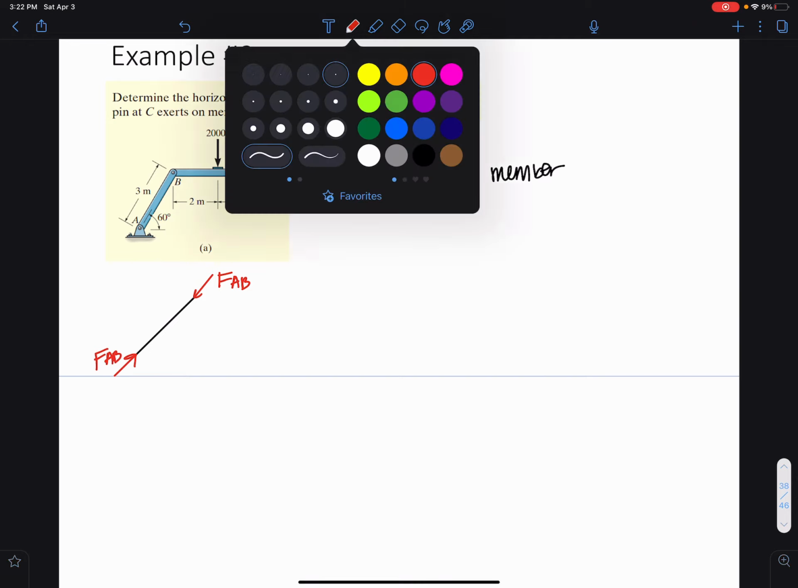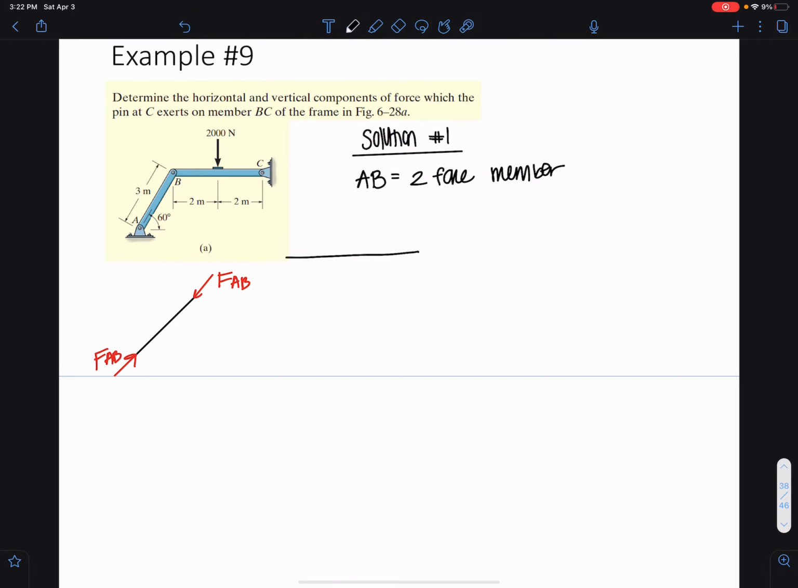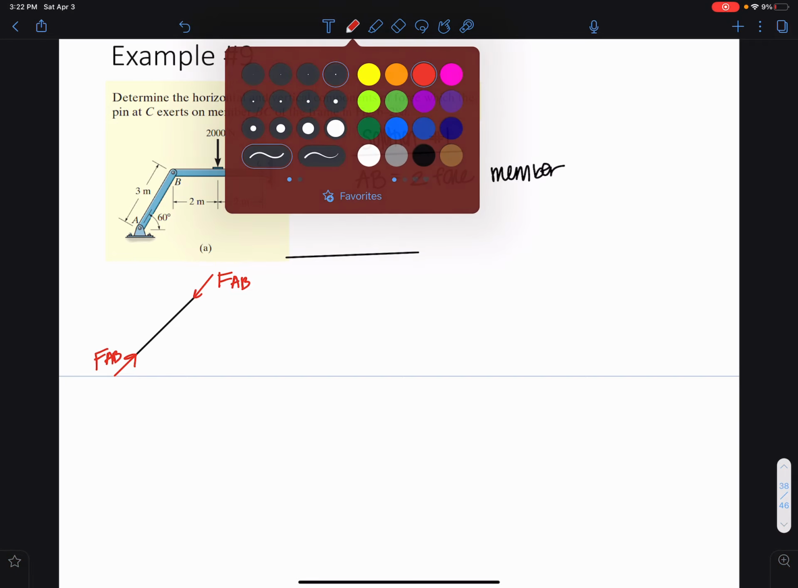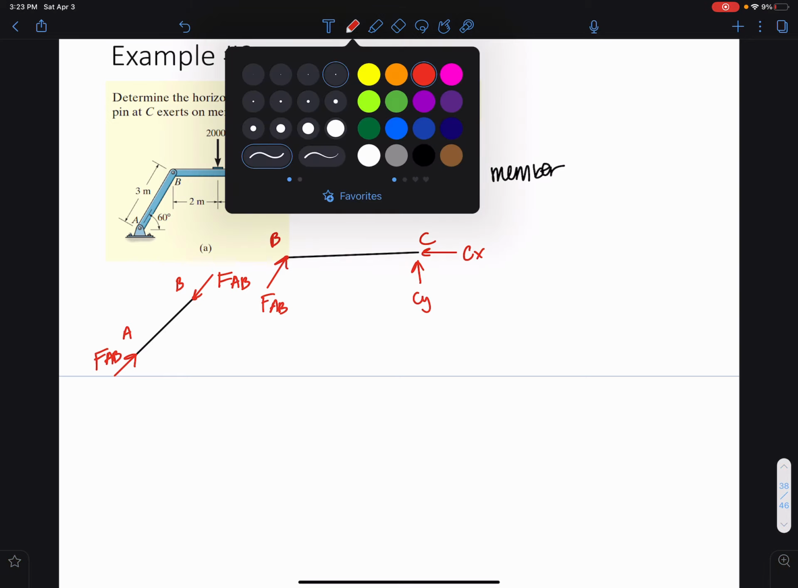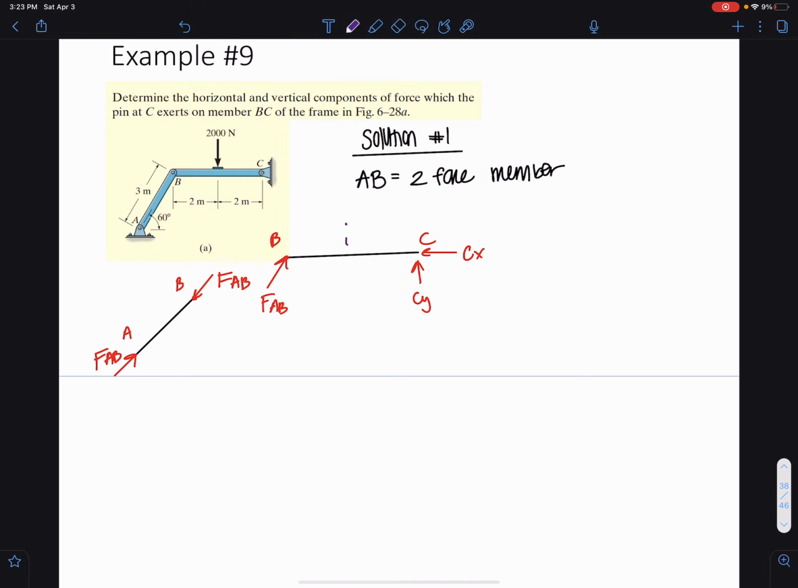And then that translates to the next part of the frame here, of course. This is equal and opposite. So if I have FAB at this point here, this is point A, point B, point C, I would also have an equal and opposite FAB here. And then of course I have the rest of my member. I have Cx, I have Cy. BC is not a two-force member because I do have this load here of 2,000 newtons. I just have to solve for what's going on there.